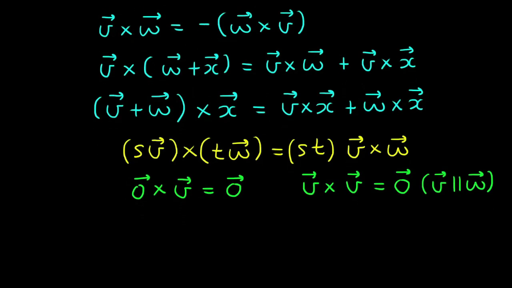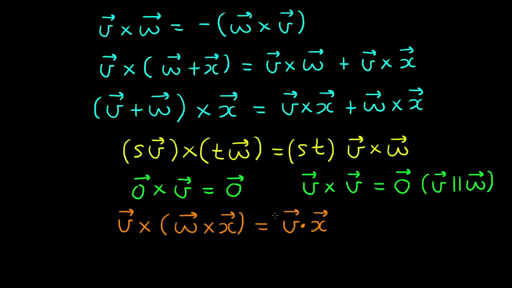And finally, we have another identity that results from taking the cross product between a vector v and a resultant vector resulting from w cross x. So that gives v dot x multiplied by w minus v dot w multiplied by x.